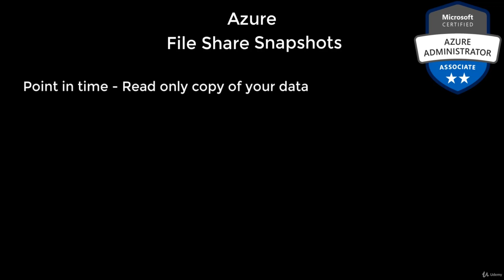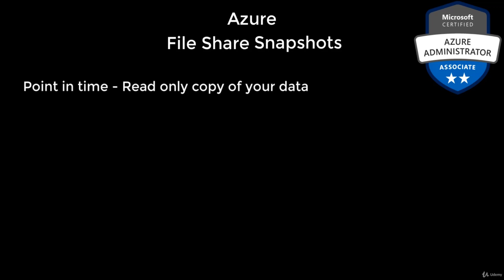Share snapshot capability is provided at a file share level. Retrieval is provided at an individual file level so that you are allowed to restore individual files. You cannot delete a share that has share snapshots unless you delete all the share snapshots first. It's like a dependency.